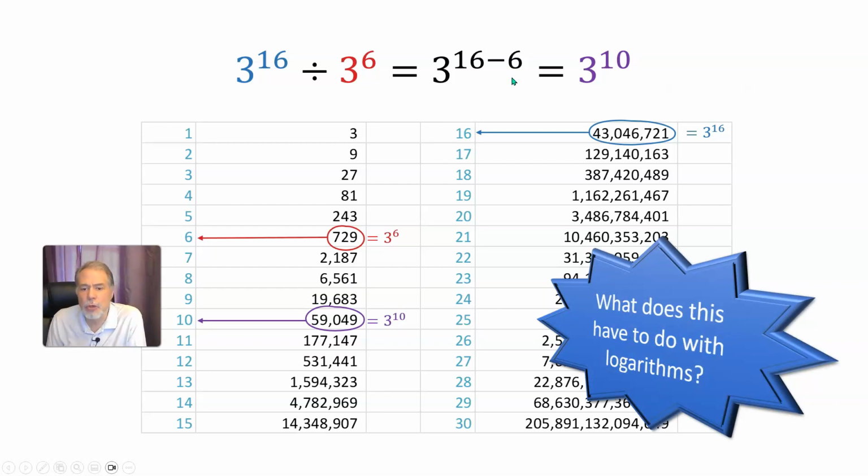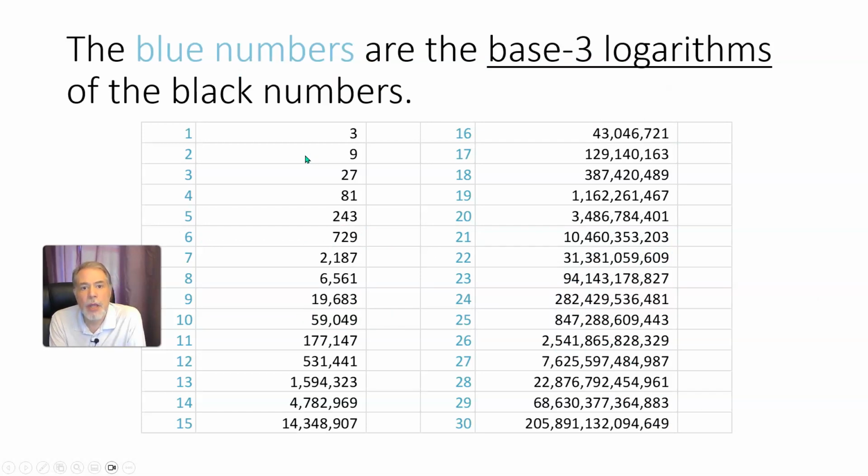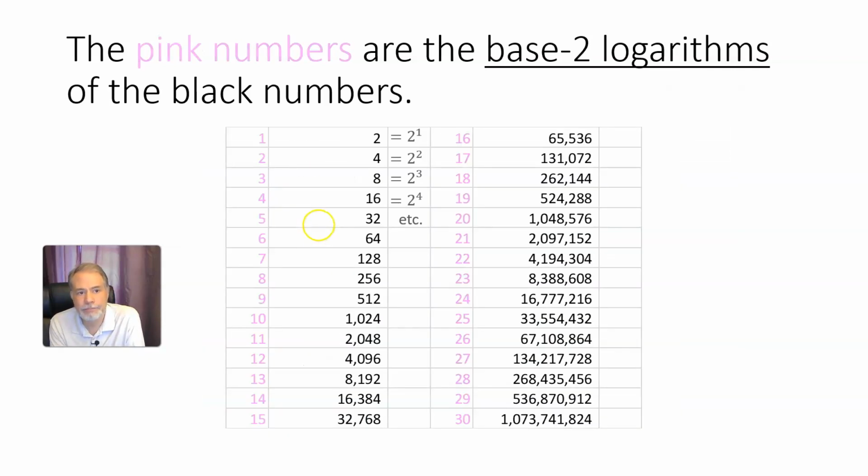Now, what does this have to do with logarithms? Where do logarithms come into this? Well, that's what those little blue numbers are. Those are the logarithms, in this case the base 3 logarithms, of the black numbers. So the blue numbers are the base 3 logarithms of the black numbers, which just means that they are the powers that you have to raise 3 to get the black numbers. That's really all logarithms are. Logarithms are just the exponents or powers that you have to raise one number to get another number.